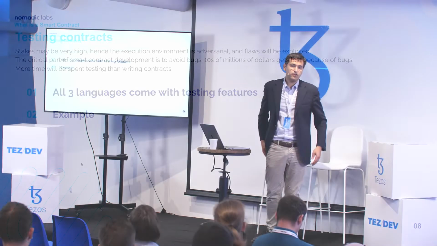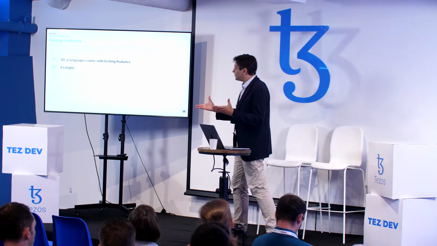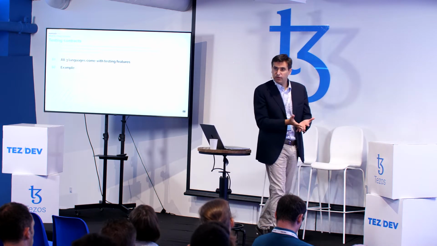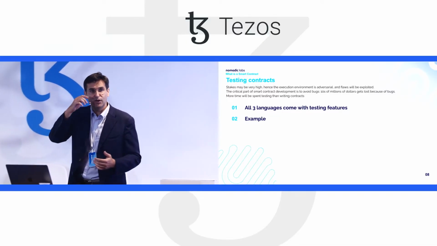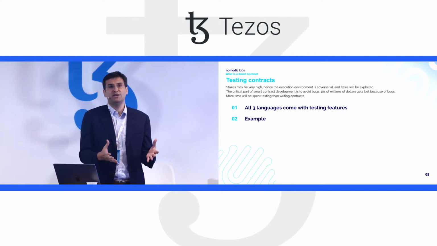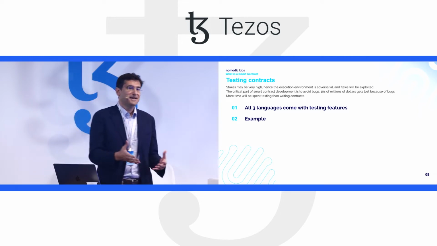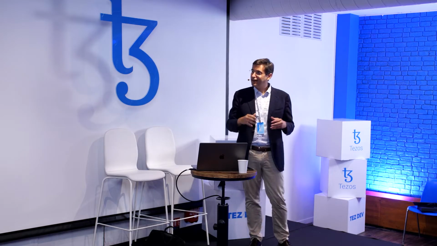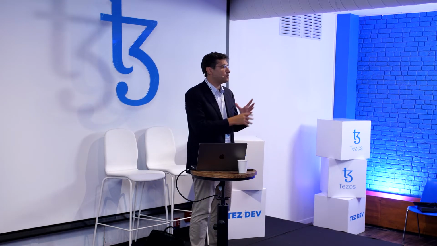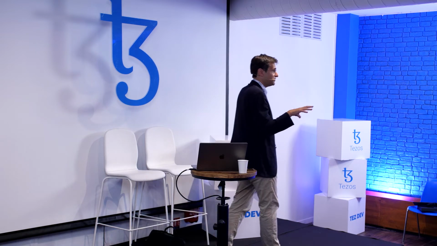Okay, so testing contracts. As smart contracts are really critical pieces of software, one of the key things is really to test your contract. Experience shows that you will spend way more time testing your contracts than writing them. I would say, if it's one day to write a smart contract, it will be maybe 4 days to test it, because here is a really critical part.